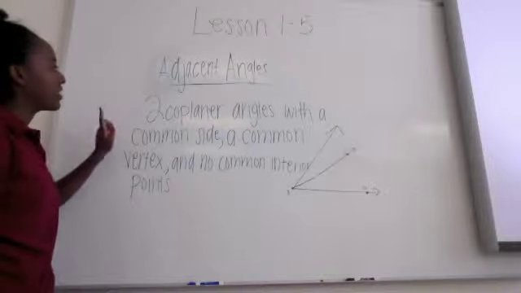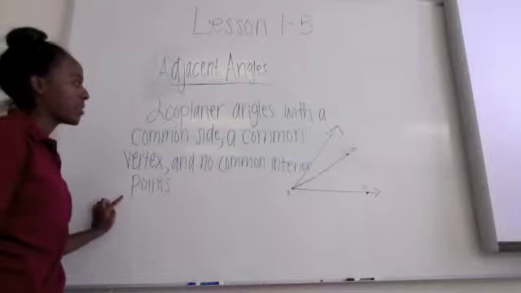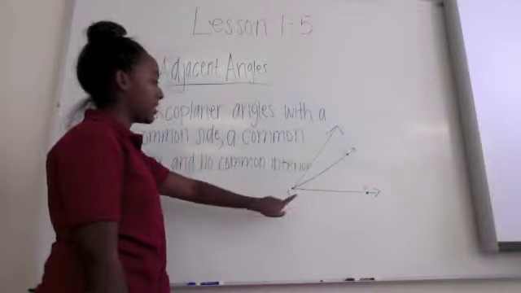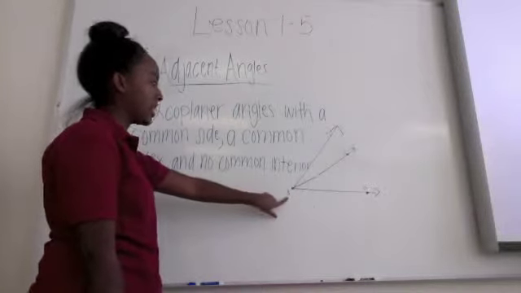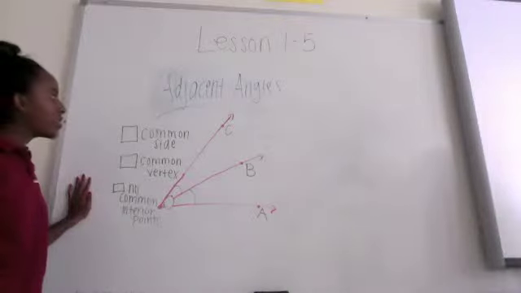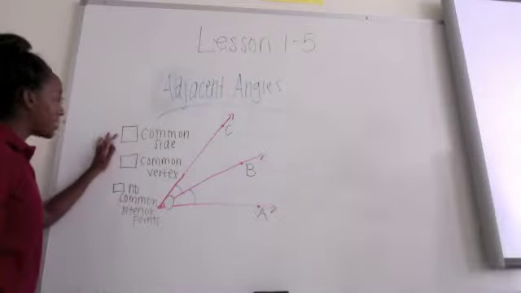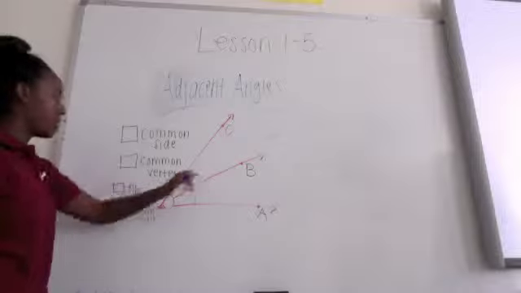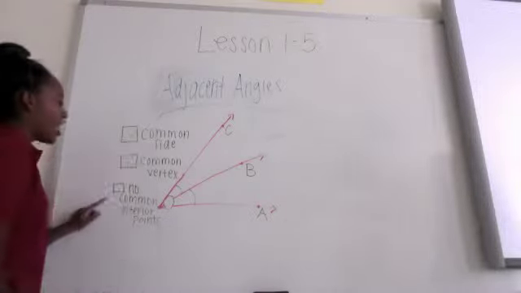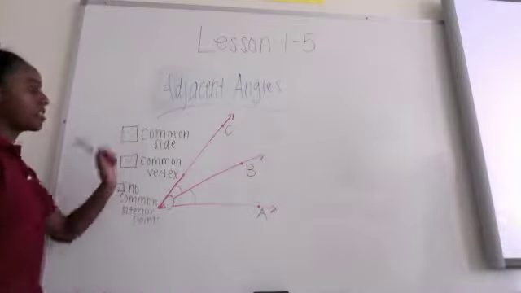An adjacent angle has two coplanar angles with a common side, common vertex, and no common interior points. As you can see in this angle, A, B, and C, C, B, and D are sharing a common vertex, which is B, and a common side, which is BC, which makes it an adjacent angle. To know whether or not this angle is an adjacent angle, you have to check for 3 things: a common side, which in this angle is OB, a common vertex, which is O, and no common interior points. These 3 things show that this angle is adjacent.